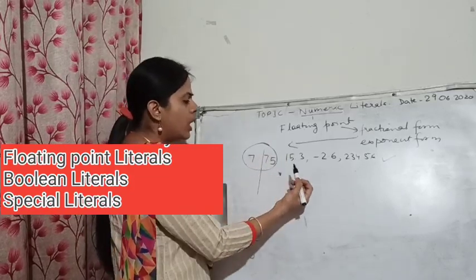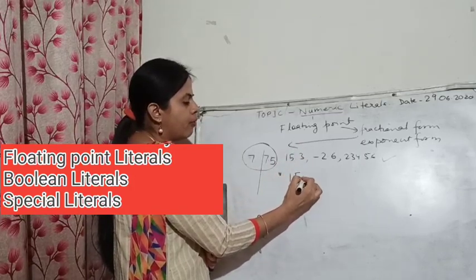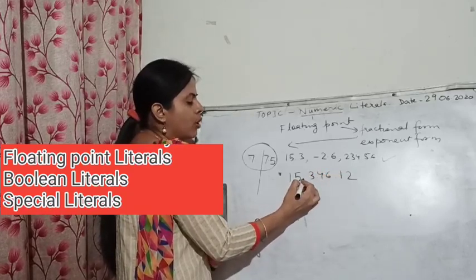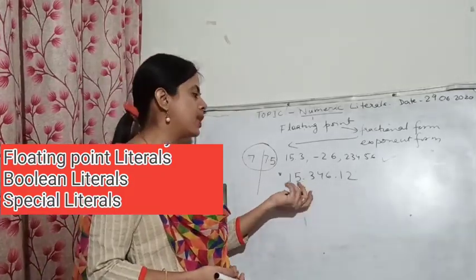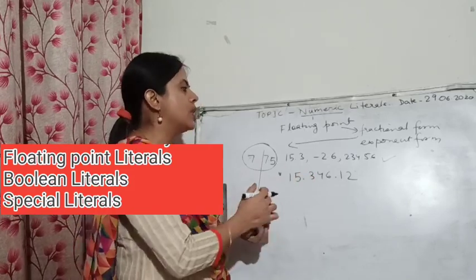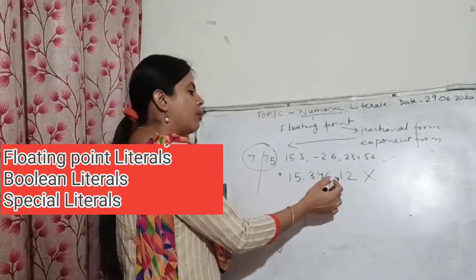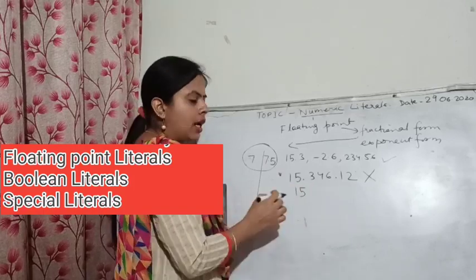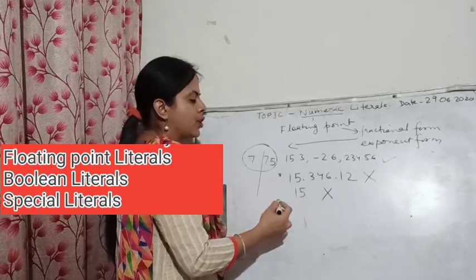Now let us see some illegal floating point literals. Suppose the number written is 15.346.12. For confusion, you must be thinking there is a point, so it is in fractional form. No, this is not a correct floating point literal. This will be an error because two decimal points are not allowed. If the number 15 is only written, it is also not a floating point literal because there is no decimal point, no fractional part.